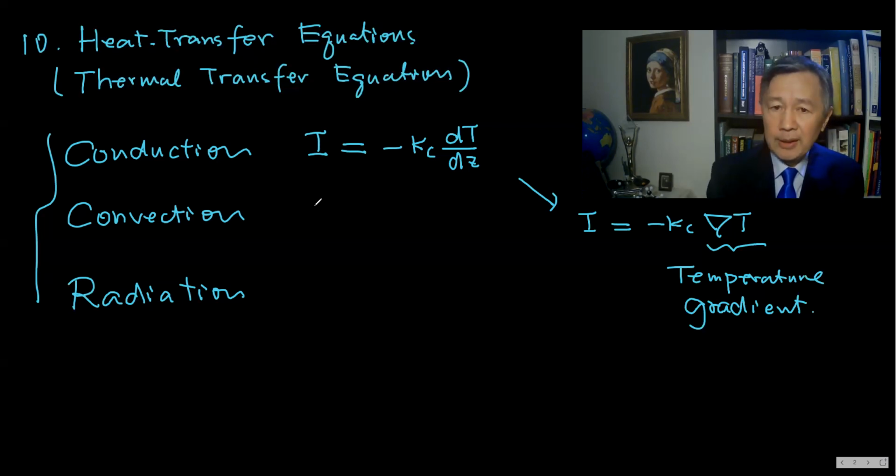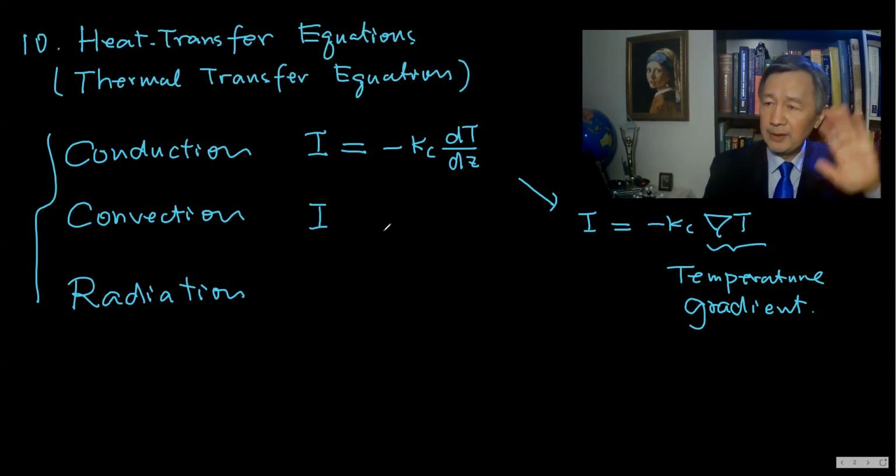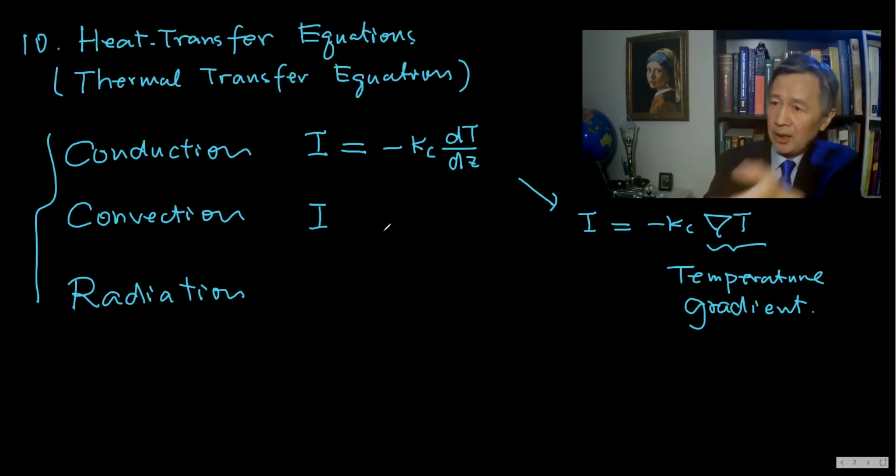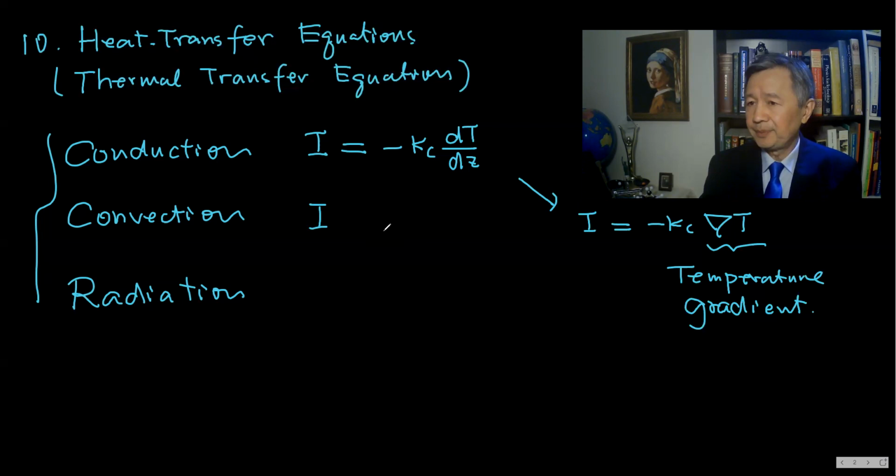A second one is convection. For example, when airflow passes over a hot object like your computer, it can carry away a certain amount of thermal energy because originally its temperature is much colder than the temperature of the hot object.